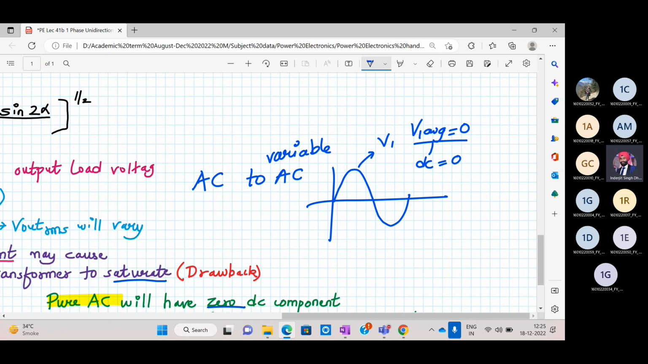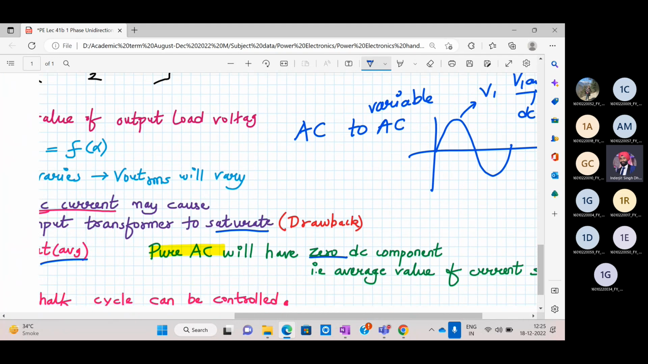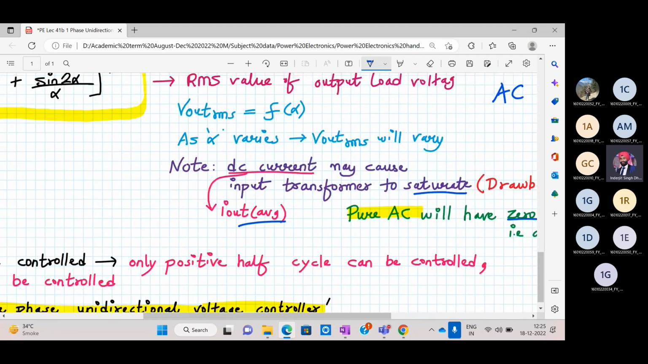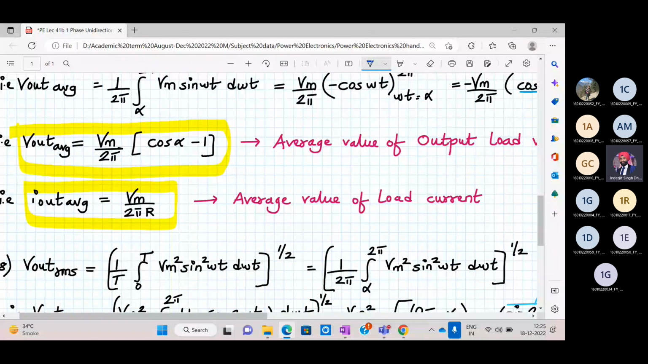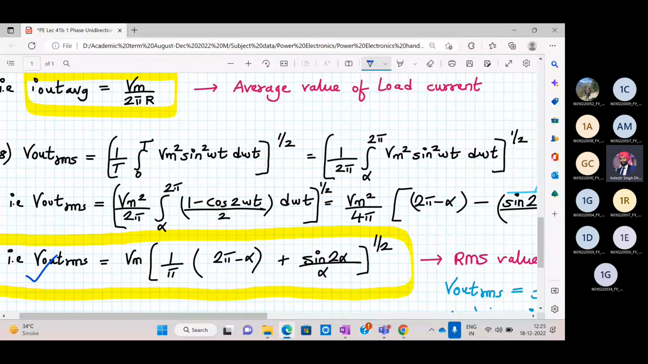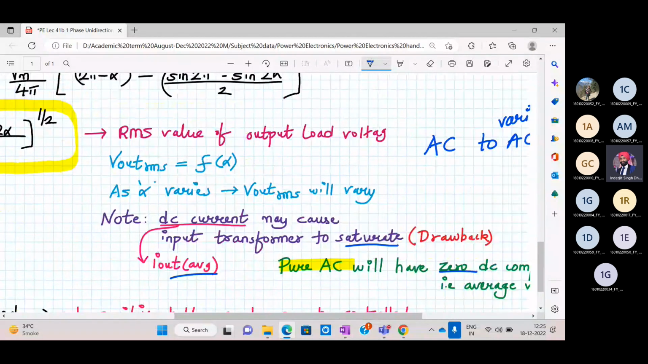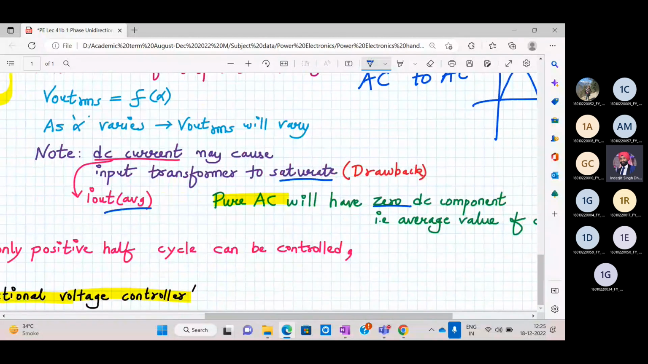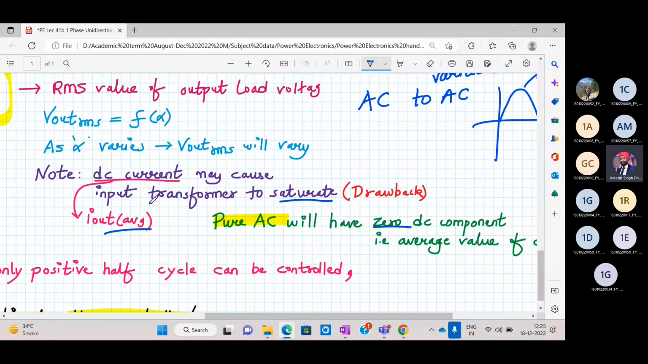And if the DC component in an AC signal is 0, then it's a pure AC signal. All right. So over here, we can see V out average and I out average are not equal to 0. So that means there is a presence of DC component in the AC output. Therefore, if we use a transformer to step down input voltages, here we have I out average as a DC. So a transformer doesn't work with DC well. So it will saturate the transformer. So this drawback is eliminated by the bidirectional controller.